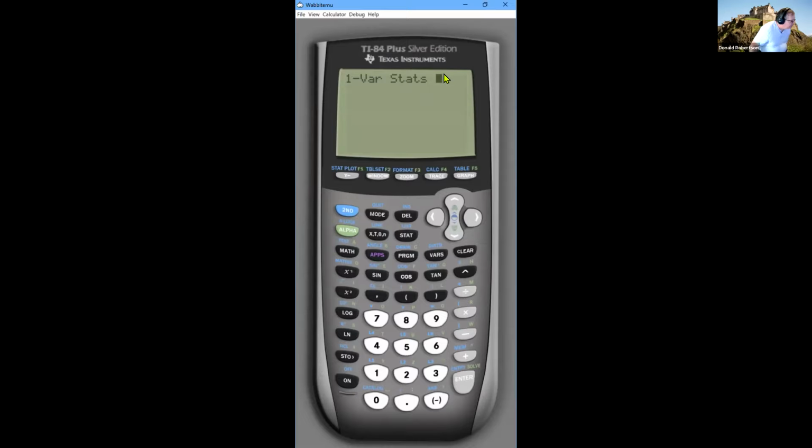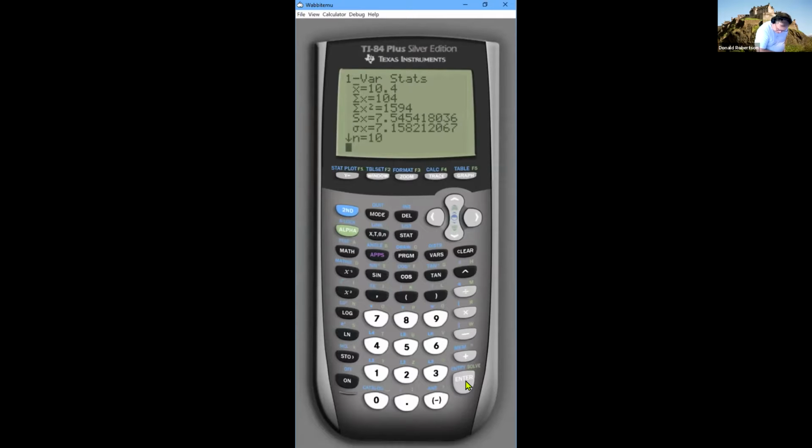Then 1 variable stats. All I need to tell it now is where the numbers are, and they were stored in L1. And it's not very clear, but you see above this button 1, there's a blue L1. So you hit blue button 1, and that's how you get L1. Right? Blue button 1. And so if things are working out correctly, you should have 1 variable stats, L1. If that's what you see, hit enter.